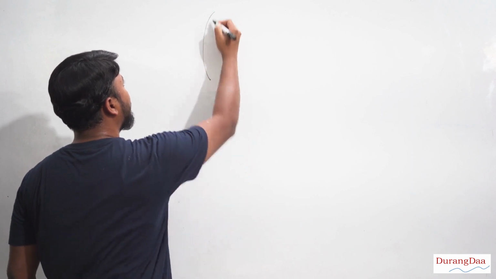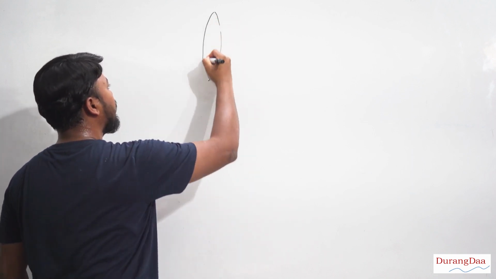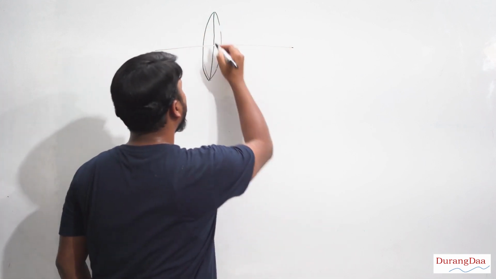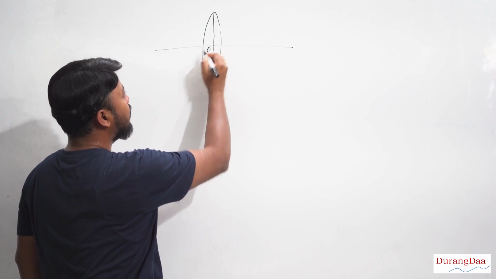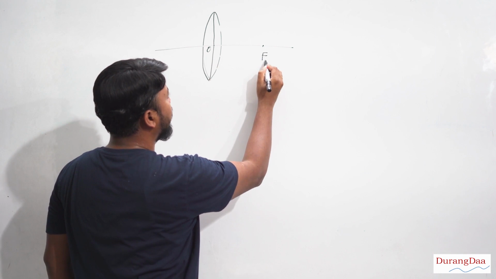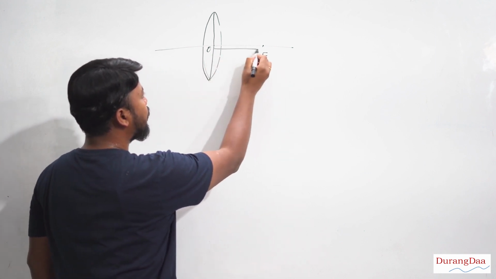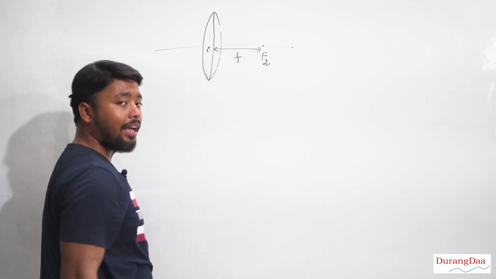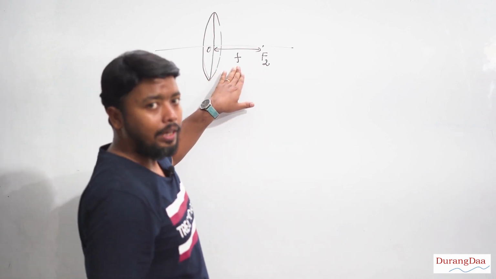Hello again, welcome to the fourth session of chapter lens. This session you will be studying about the factors on which the focal length of a lens depends. Before we start, let's have a brief recap of the previous session. In the previous session we learned about the focal length, and I hope you remember focal length is nothing but the distance between the optical center and the focus point. So this is the second focal point. The distance from the optical center to the focal point, we denote it by small f, and it is called the focal length.